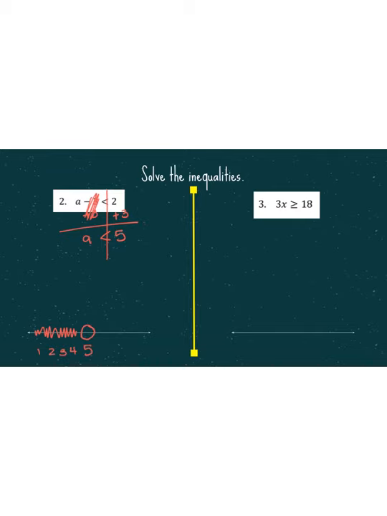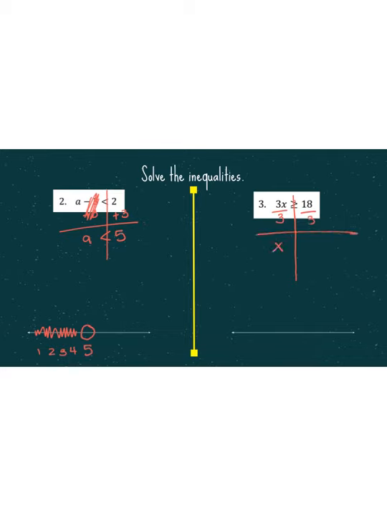Okay, we're going to do the same thing with number 3. So I'm going to draw my line in there. Okay, this one says 3 times x is greater than or equal to 18. Well, the opposite of multiplying by 3 is dividing by 3. So I'm going to divide here by 3. And if I do that by 3, I have to divide here by 3.